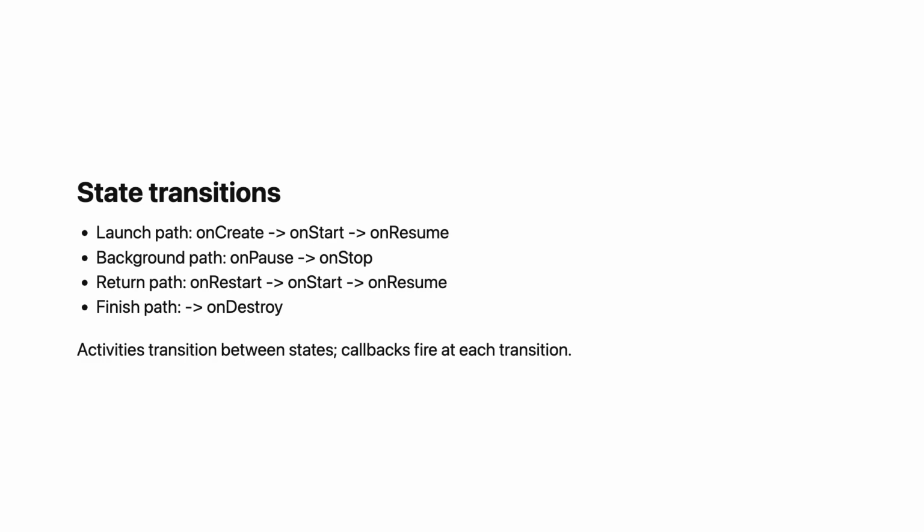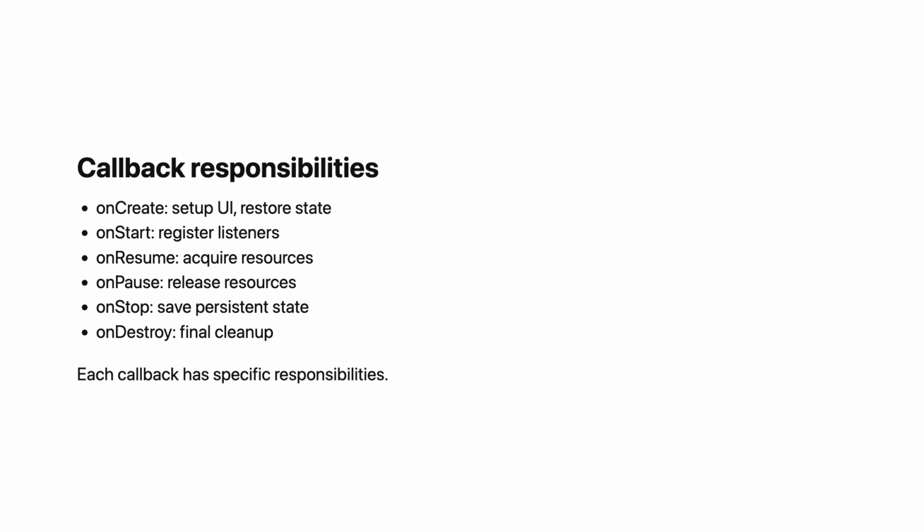Not all transitions are smooth. The system might kill your activity. You must handle unexpected destruction. OnCreate: set content view, initialize UI components, restore saved state. This is your setup. OnStart: start operations that should run while visible.